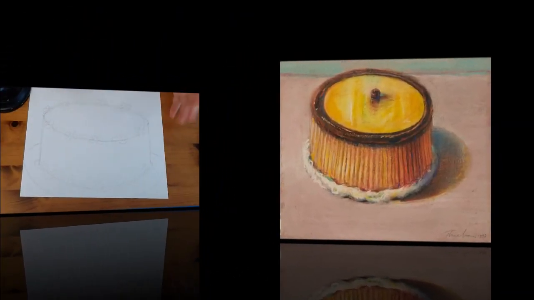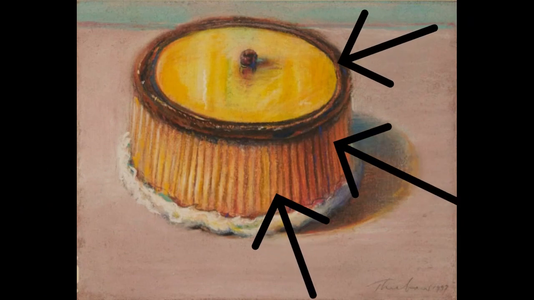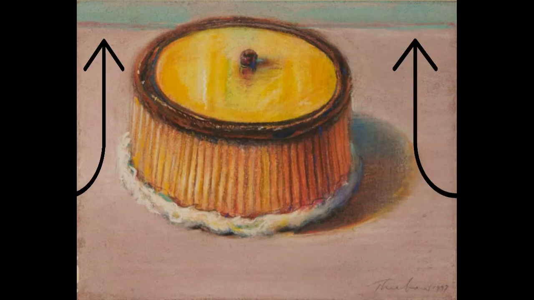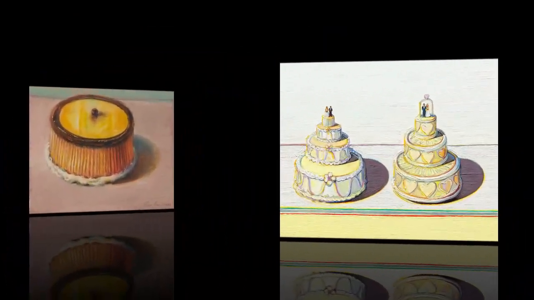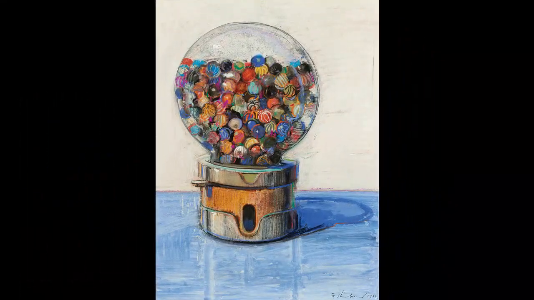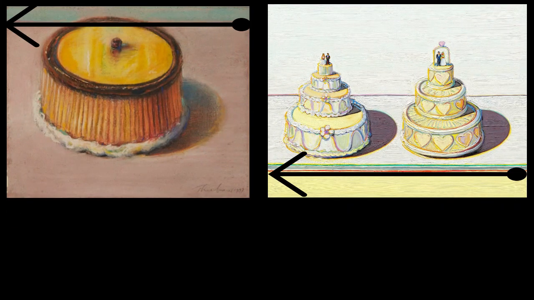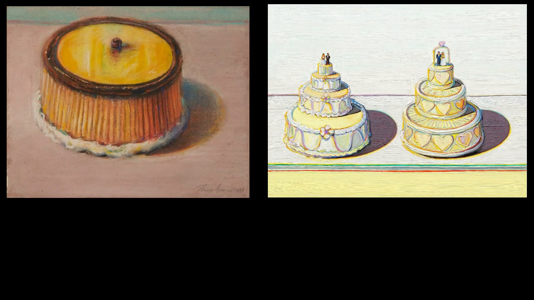You have two parts of your drawing: the subject, which is going to be your cake or cakes, and then the background. And you have lots of choices. If you look at Wayne Thiebaud's paintings, you can see sometimes he painted one or two horizontal lines behind the cakes to create the illusion of a table or a counter, and you can do that too.